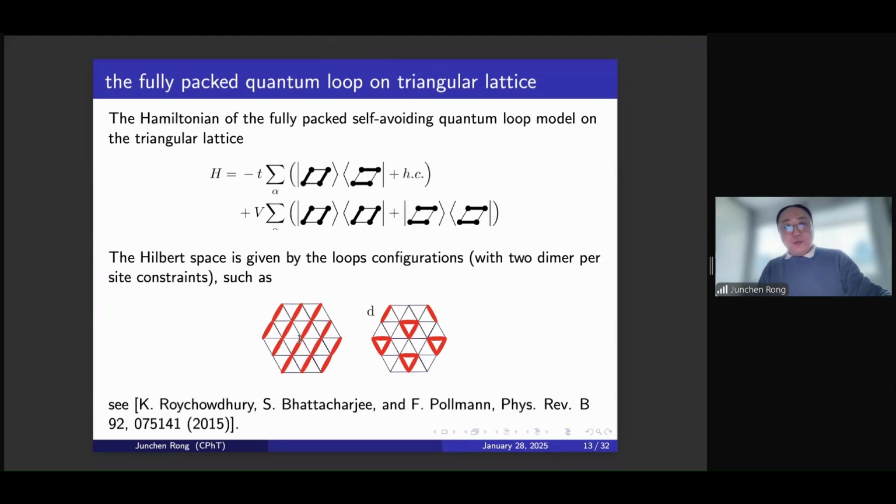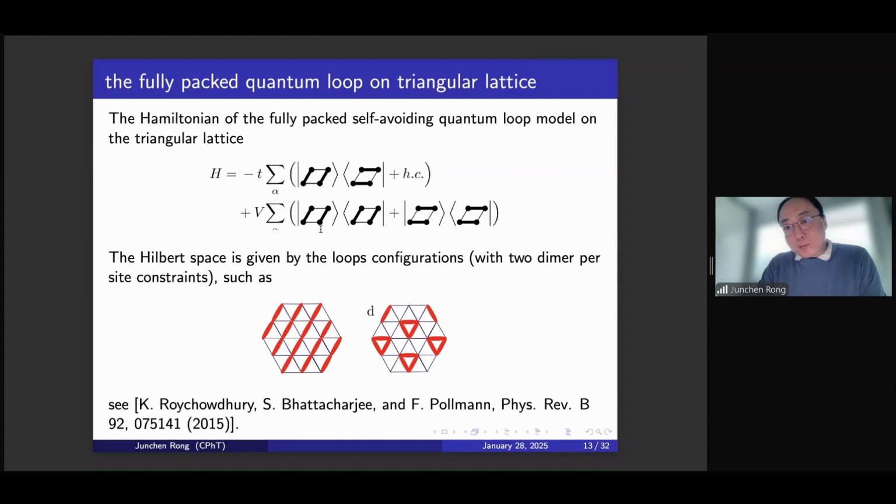The fully packed quantum loop model, I put self-avoiding here, but it's not really important. The quantum loop model on the triangular lattice is defined again by a Hamiltonian, very similar to the transverse field Ising model Hamiltonian. The Hilbert space is given by the loop configurations. All these possible loop configurations, that's the Hilbert space. The condition is that there are two dimers per site. That's why it's a loop. All possible loop configurations, well, yeah. There are two terms.